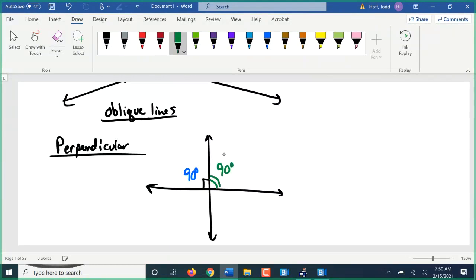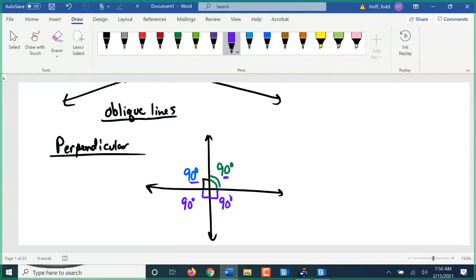It also has to be 90 degrees because that's a line. Those two have to be supplements. Well, the only thing supplementary to 90 is 90. They add up to 180. Now that we have that, of course, we know that this angle has to be 90 because it's vertical with that 90, and this angle has to be 90 because it's vertical with that 90.